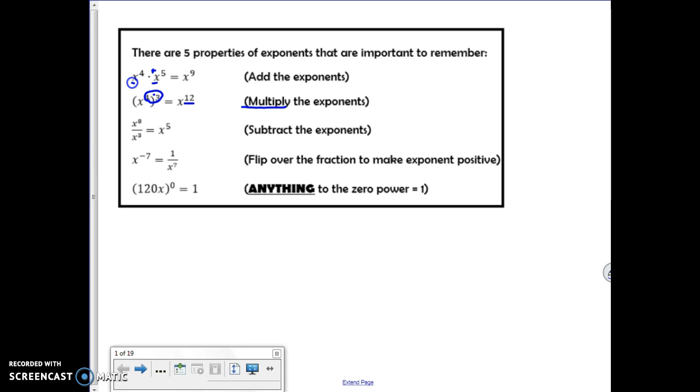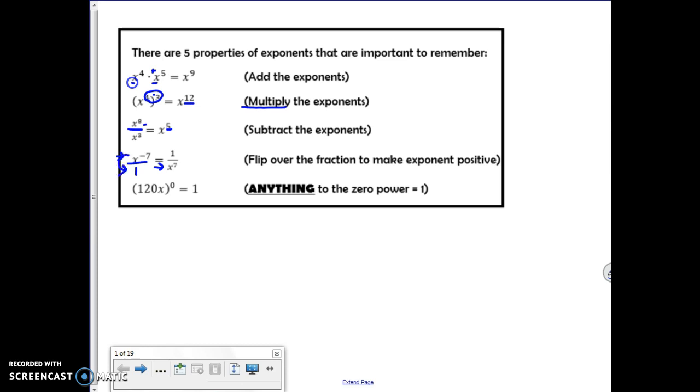The next one is if you have 2 things that are being divided, we're going to subtract the exponents to get 5 in this case. The other one is what happens when you have a negative exponent. That's when you flip it over the fraction. So you see it here, it's on the top, but when we make it positive, it's in the bottom. That's how you deal with a negative exponent. You flip it over the fraction. We flip this over here to make it positive.